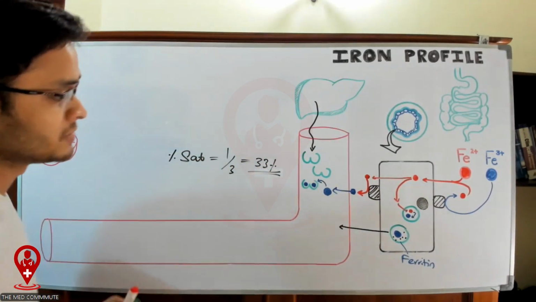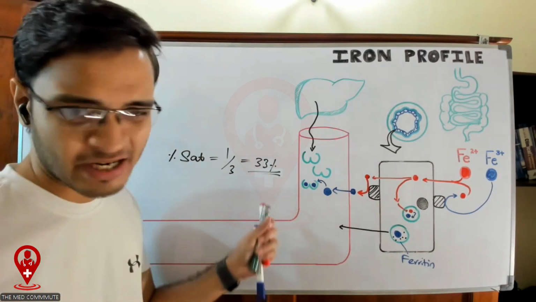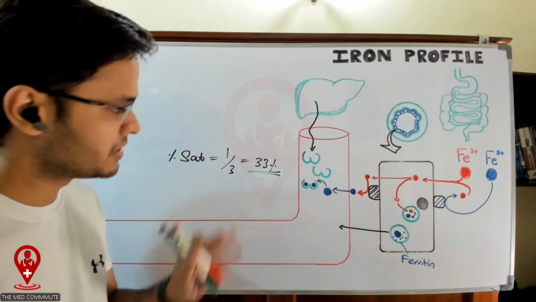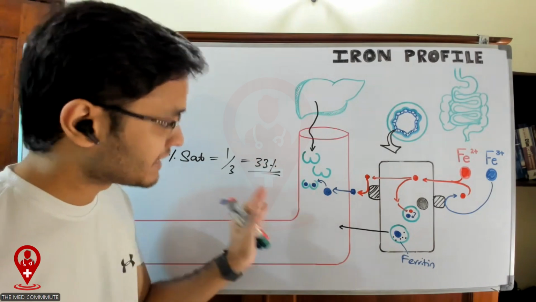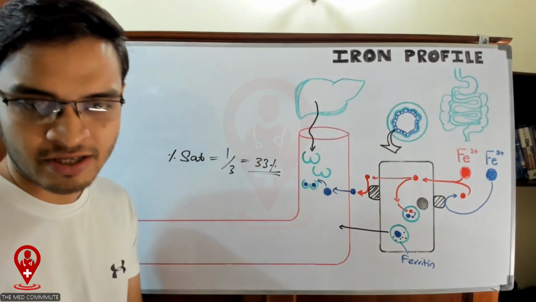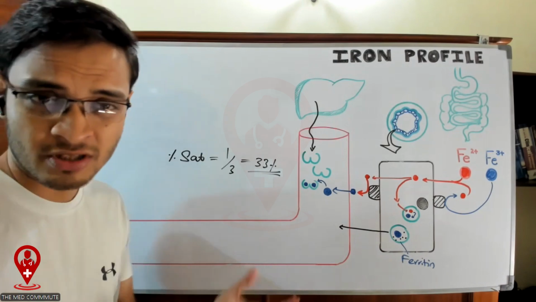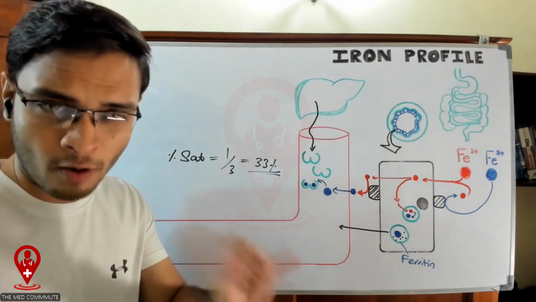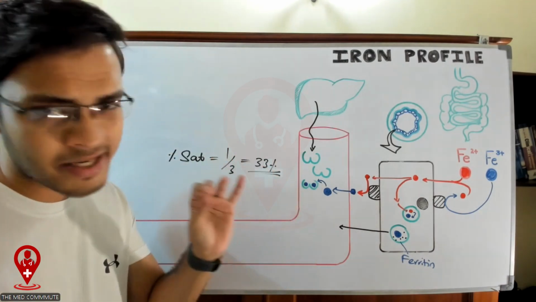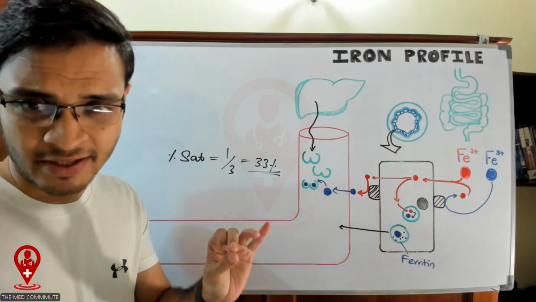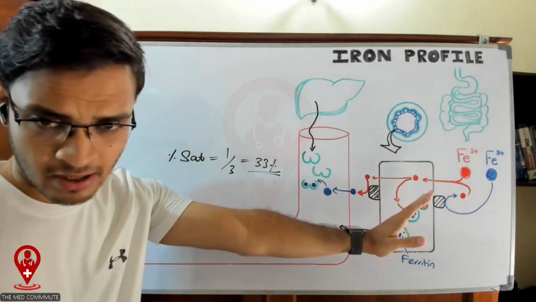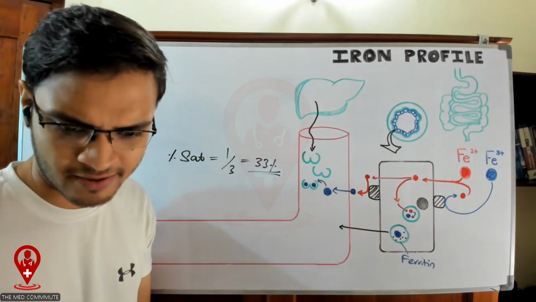Now, in your books, guys, you will see the range given. Usually it's about 25 to 50%. So we'll take it as 33% for the sake of today's class. So what does this 33%, or in your books 20 to 50%, tell you? In a normal person, about 20 to 50% of their transferrin is loaded with ferric ions.